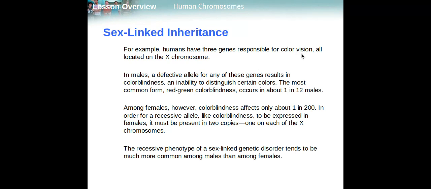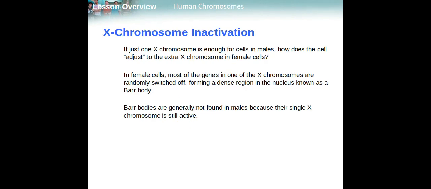This is why most of the different types of color vision and color blindness happen to males a lot more than females. Male pattern baldness is another one that's linked there.